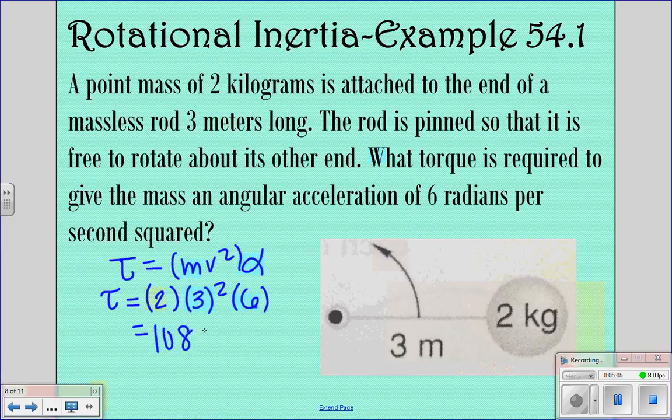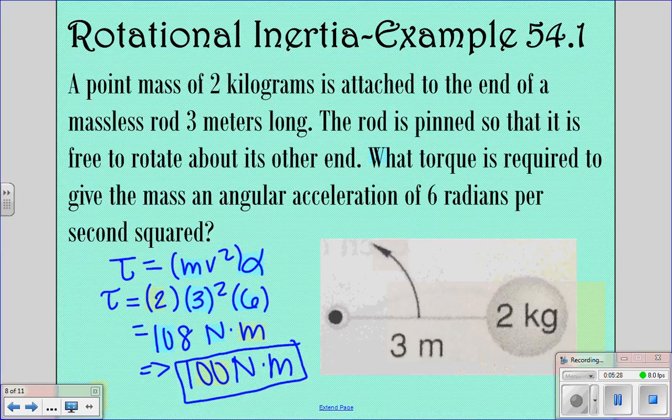And the units on torque is a Newton meter. However, we need to do our sig figs. We had one sig fig, and so 108 with sig figs is going to go to 100 with no bars over your 0, because we only want this 1 as our only significant digit. And then Newton meters, so 100 Newton meters would be your answer. That's the unit of torque, just a Newton meter. So that may be something you want to put on your note card, that units for torque are Newton meters.